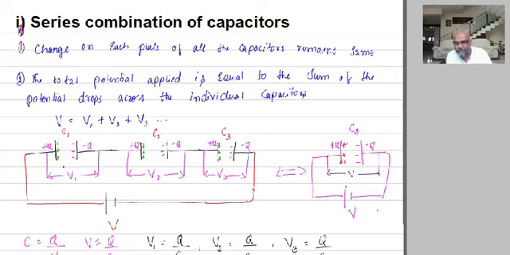Now suppose I replace all these three capacitors by a single capacitor, which is known as the effective capacitor in series. This effective capacitor in series, and its capacitance is called Cs, will have the same charge, plus Q and minus Q, and the potential is V. So that means this single capacitor holds the charge Q at the potential V, where all these three capacitors are doing.